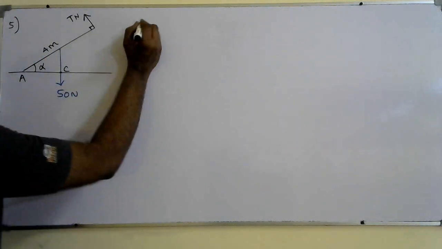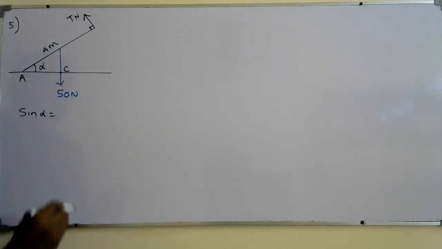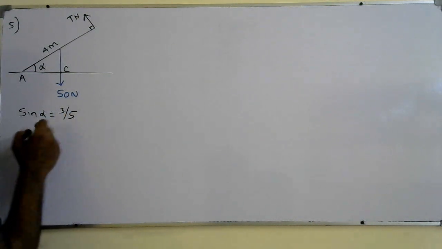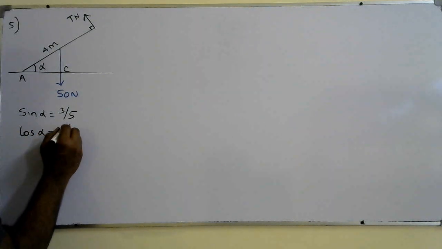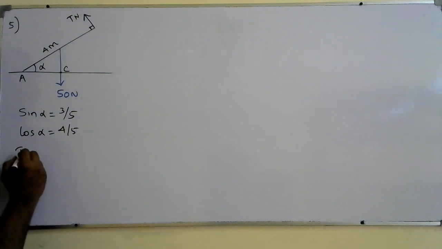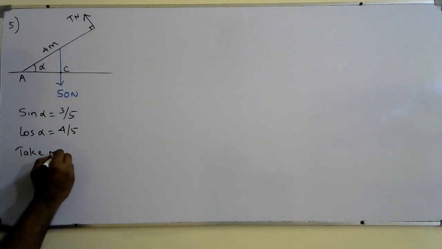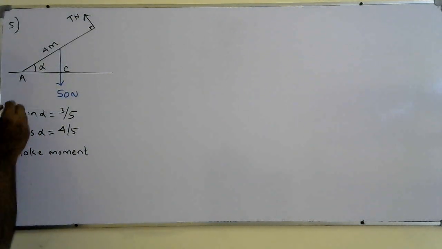So we know that sine alpha is given as 3 by 5. If you think about a right angle triangle, cos alpha will be equal to 4 over 5. Okay, take moment about A. I'm answering the A part.